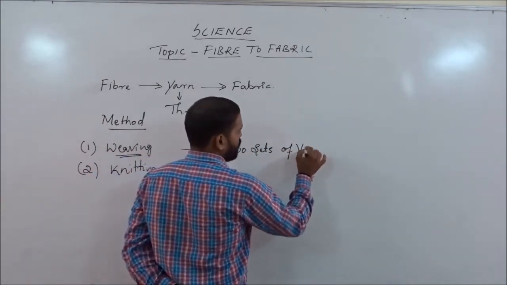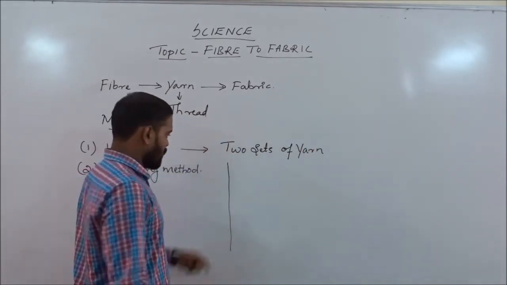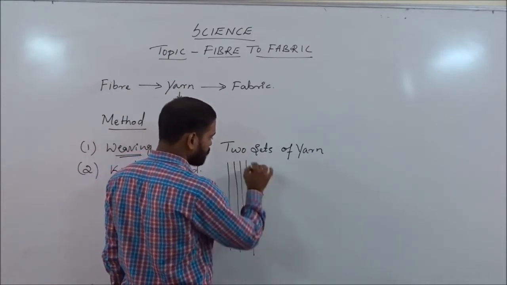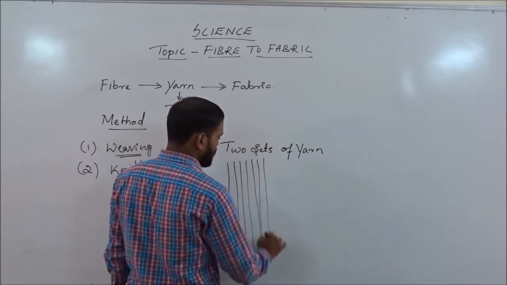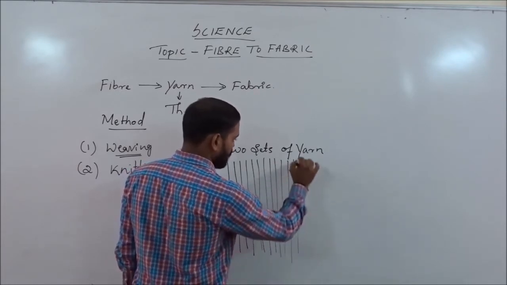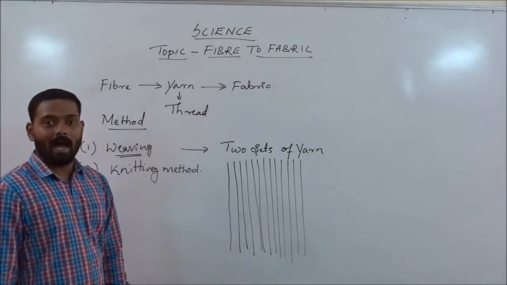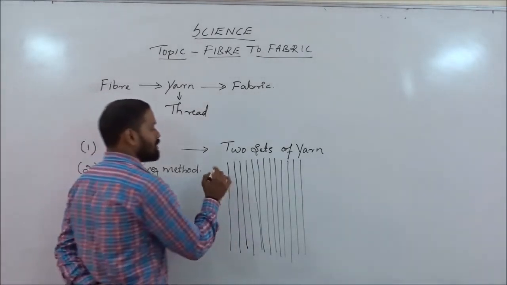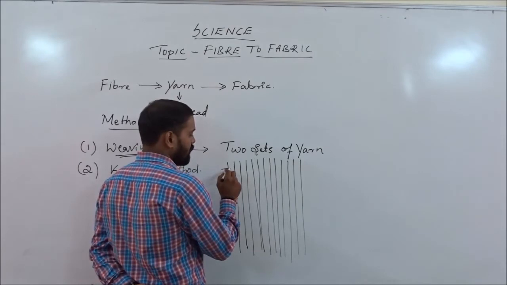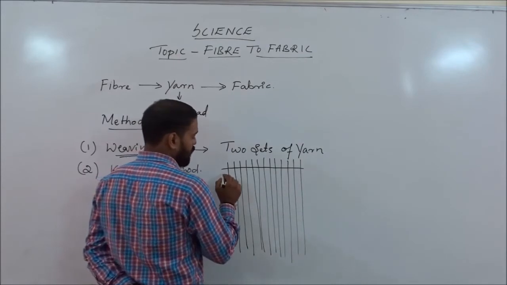I am taking one set of yarn like this. This is one setup. One set of yarn I put in the vertical section, like this. Another set of yarn you need to take in the horizontal section. In horizontal, you put the yarn up, then down, up, down, like this. Again you put it here.